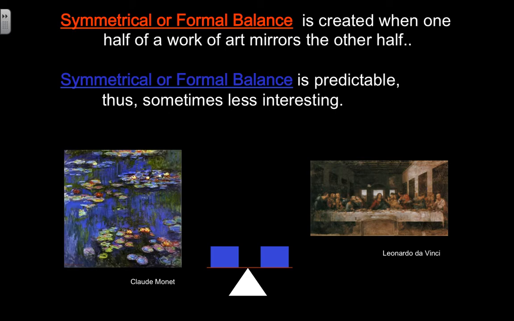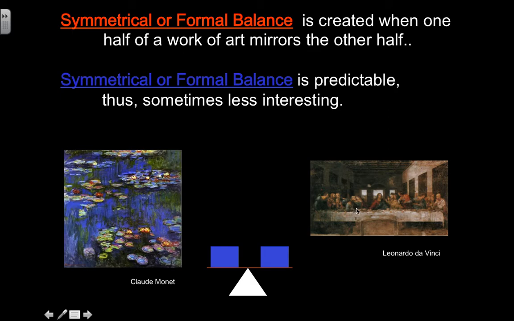So if we take a look at some symmetrical or formal balance, it is created when one half of the artwork mirrors the other. It is predictable, thus sometimes less interesting. So the Claude Monet piece here, obviously if I folded it in half, it would not mirror the other. But a lot of the images or lilies that were created are shapes that if you folded them in half, it would match up.